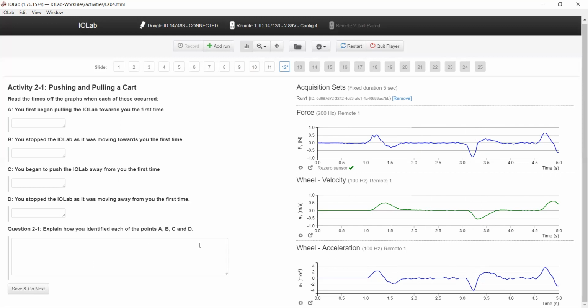Explain how you identified each point. So you can go ahead and explain how you identified.